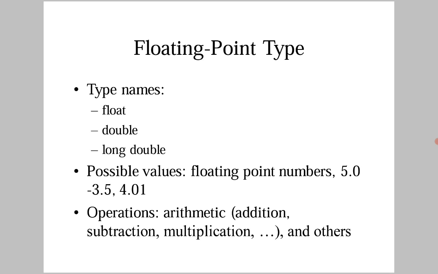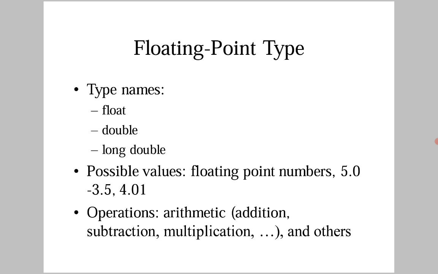Real numbers or decimal numbers. Generally, these floating point type names are float, double, and long double. So, what are the different types of floating point numbers? Different types are available, like float, double, and long double. So, what is a real number or floating point number? Any number with a decimal point is called a floating point number.